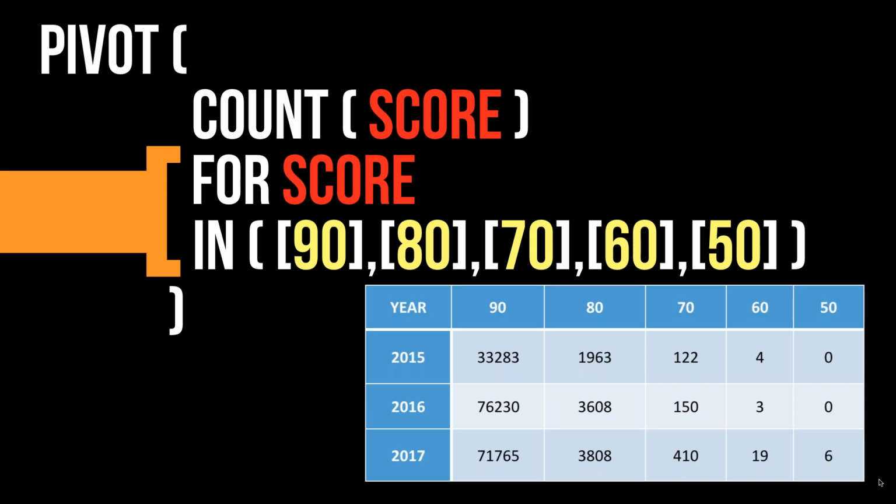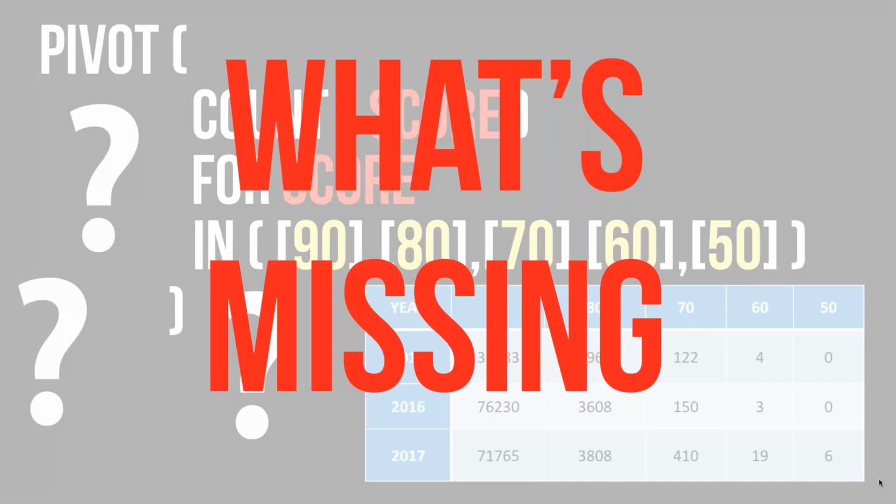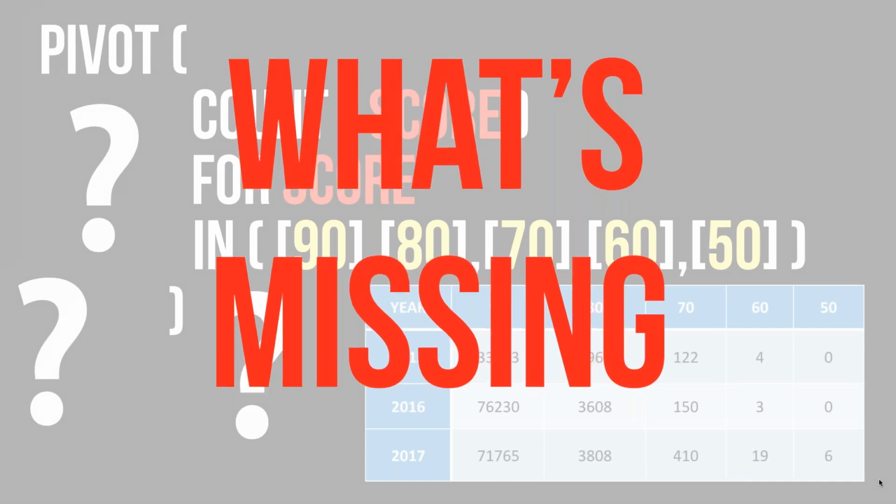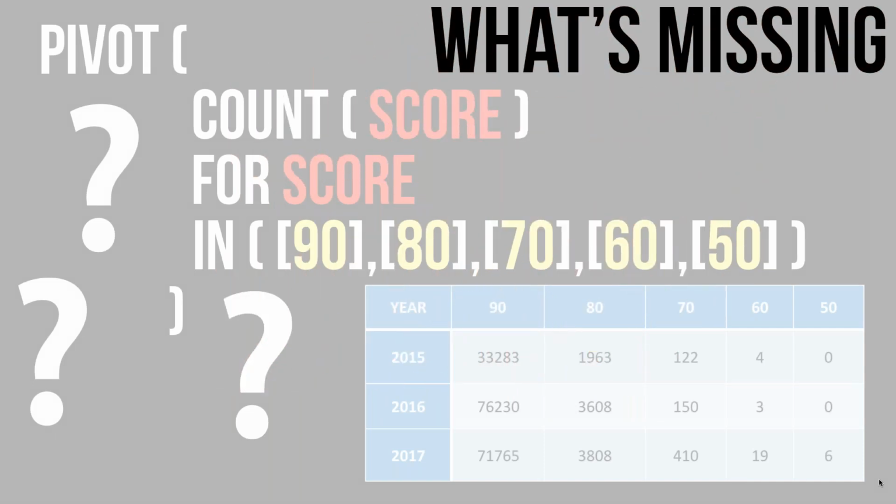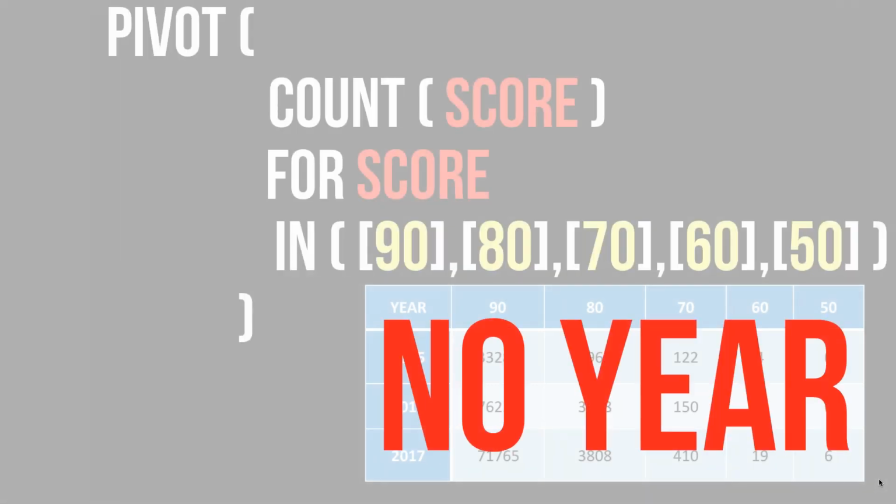So when you see the query, we have the count score for the column in, and then we have the individual. But let's look at the table. What's missing from this? Normally people would say something. I'm sure you're saying something to yourself. What's missing? There's no year. So as we can see, we have the count, columns individual, but there's no year.